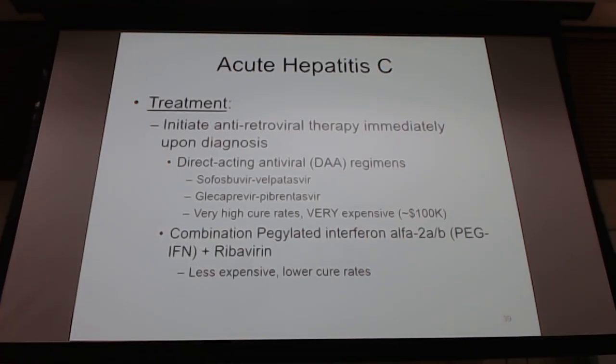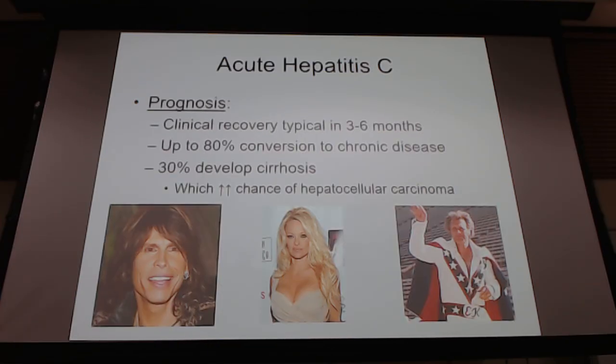Based on somebody's insurance, they're probably going to get put on pegylated interferon alpha 2A and 2B with ribavirin, which is much less of a cost. So maybe their insurance company approves that one, and they can get cured with that. That's what they'll go with. Clinical recovery is 3 to 6 months. It's pretty sad, which is why we reach for treatment.